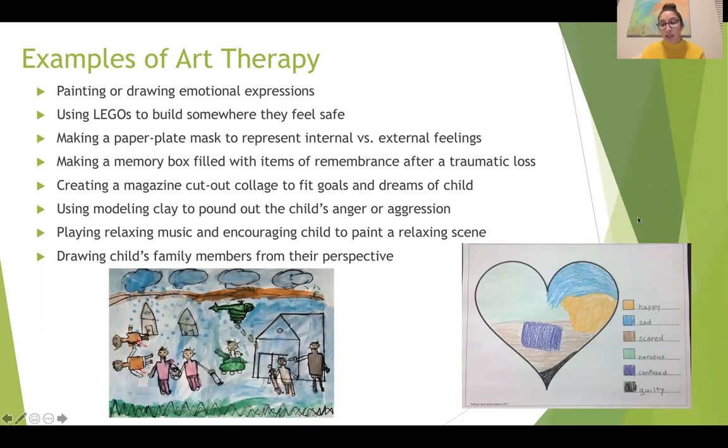And then you can see right here, the picture of the heart. You have different emotions that make up the heart, and you can see all these different feelings that this child is experiencing at once. And this could just be a great starting place to go over the feelings with the child and what they think about each of these feelings.